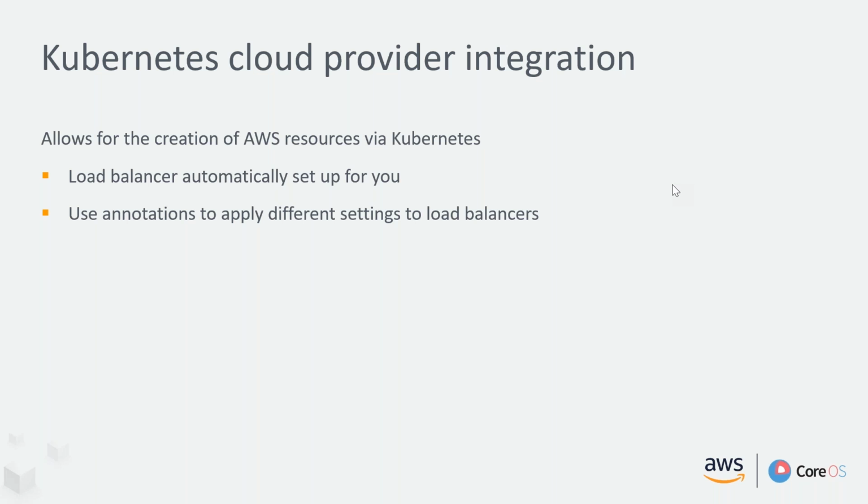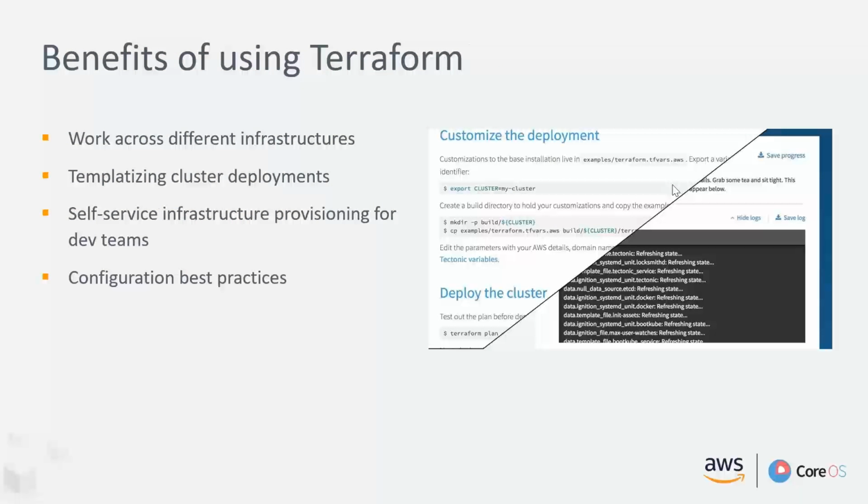The same thing works for EBS volumes. So you say, I would like to mount a stateful volume onto this container. It will create the EBS volume for you, mount it to the node where that container is running. If that container gets rescheduled, it moves the EBS volume for you. It just works like magic. It's really great. And then you can use our console to control different settings for all of that stuff via Kubernetes annotations.